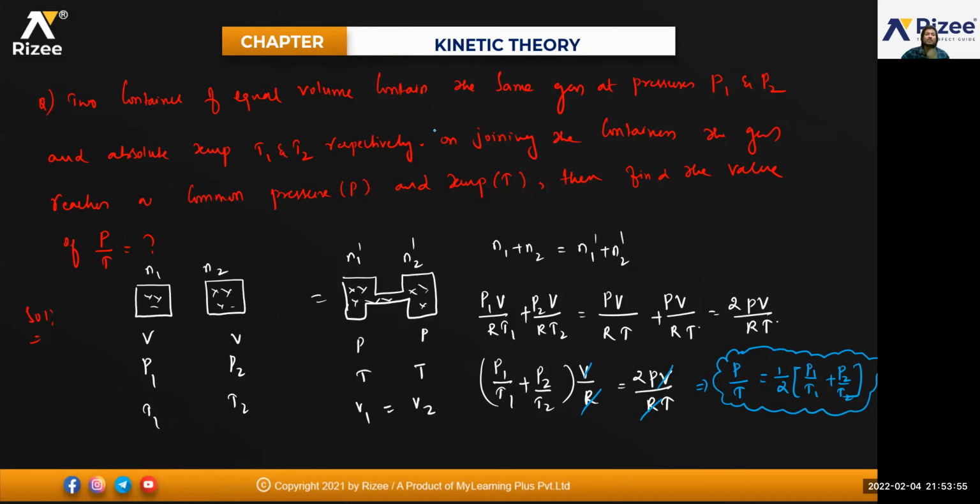Okay, clear, beta. Sorry for the disturbance. I hope you got the answer for this one. So P by T is equal to how much? 1 by 2 into P1 by T1 plus P2 by T2. Is it clear for everyone?